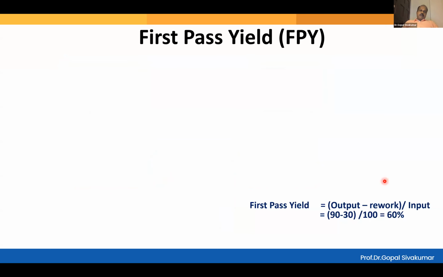But now, I'm going to take you through another interesting tool, which is known as first pass yield. Earlier, when we talked about traditional yield, we were just measuring our success rate. But here we are now going to measure our success rate right at the first time. The first run itself, what is our success rate?